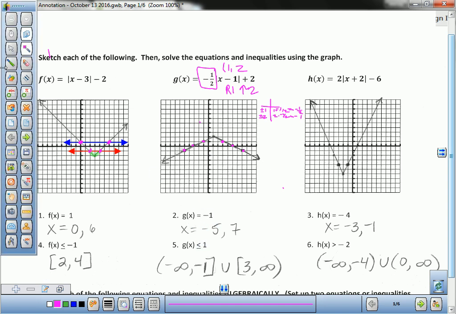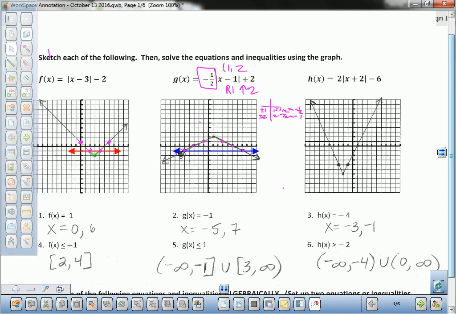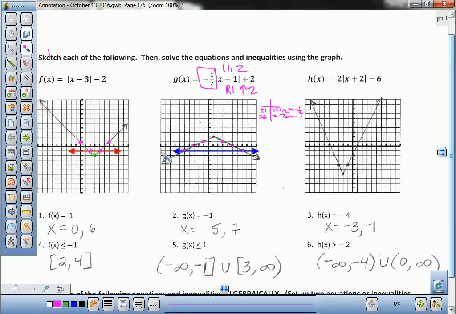Now this one, where is this function exactly equal to -1? So I'm going to just pull this over here, stretch it out a little bit. So what are those 2 x values where it's exactly -1? The x value here is -5. The x value here is +7. So what that means is if I plugged in -5 or +7, what value would I get out for d of x? -1. That's where it equals -1.